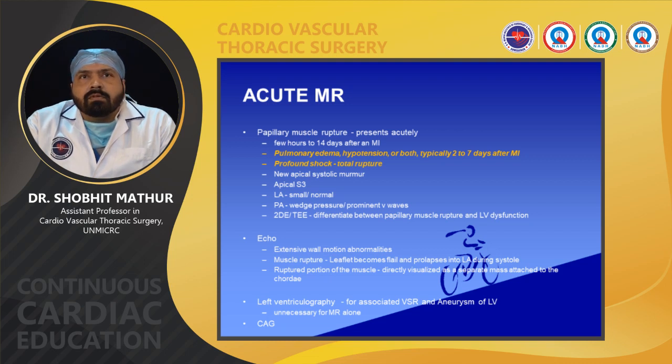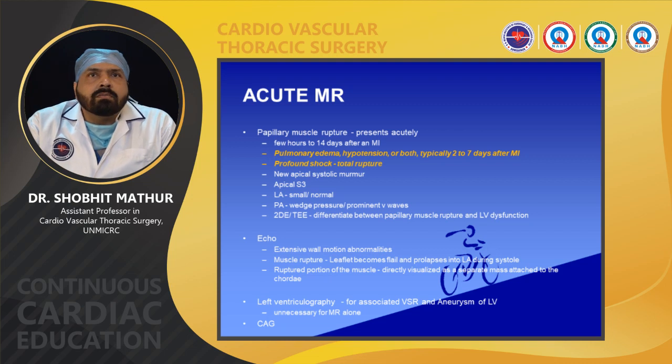Patient mostly present in profile. If the rupture is total, then the cardiogenic shock sets in, and the patient usually presents with profound shock. So pulmonary edema, hypotension, and profound cardiogenic shock in cases of total rupture, typically 2 to 7 days after the onset of MI, is the clinical presentation of acute MR.